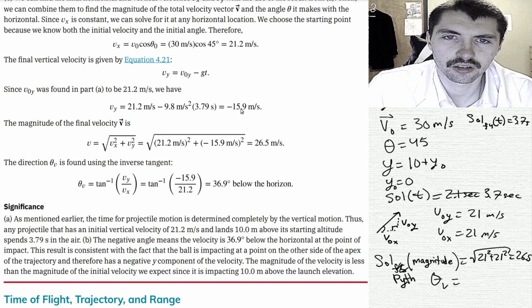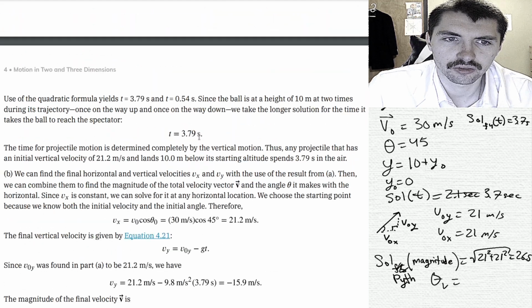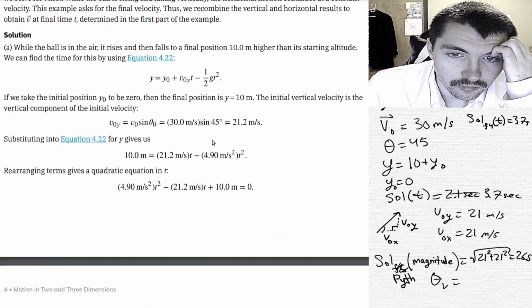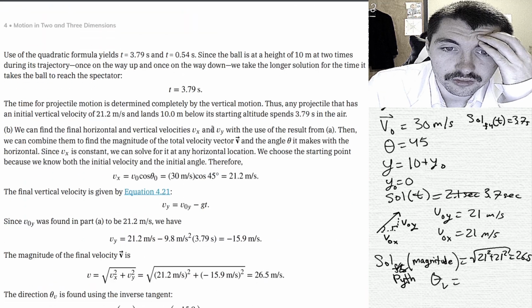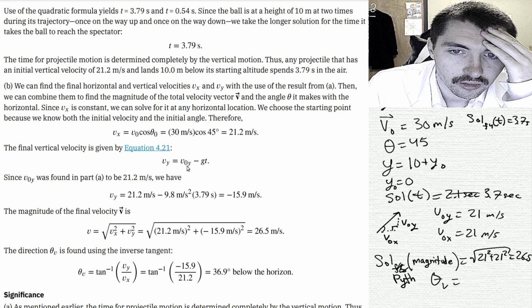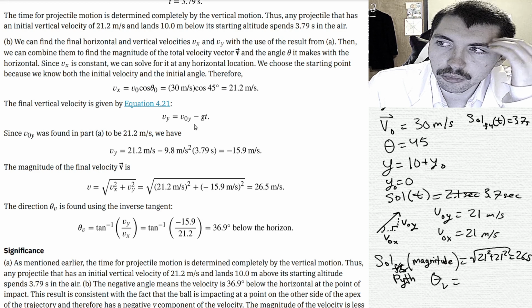Oh, they did the cosine. How did they get 30? They're changing something on me. Sine 45. 30 cosine 45. Okay. vy is negative gt. 3.9 seconds.